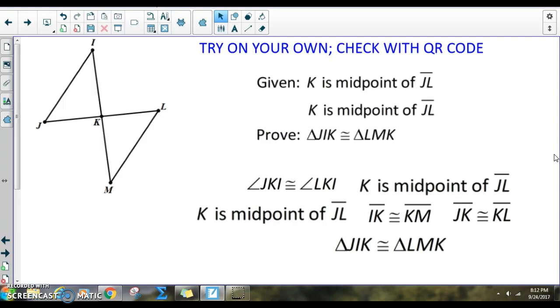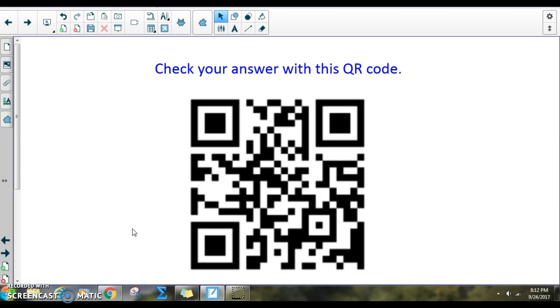I'm going to go ahead and change screens for you so you can see the QR code, but feel free to pause this video now so that way you can get all this information written down. Here is the QR code when you are ready to check your answer.